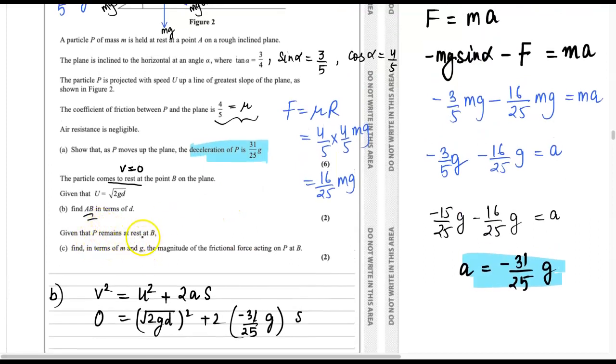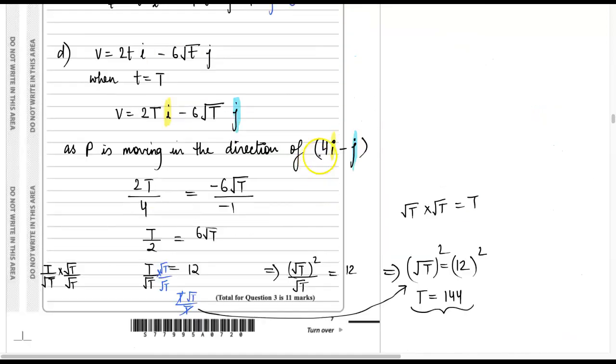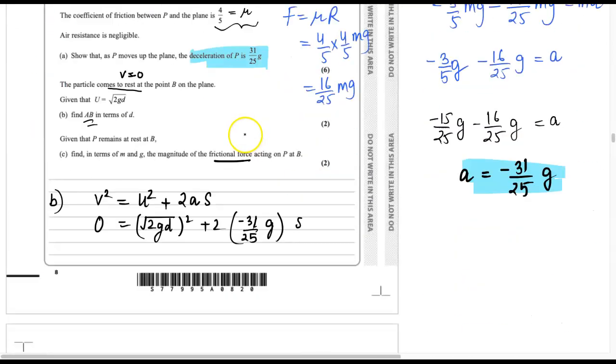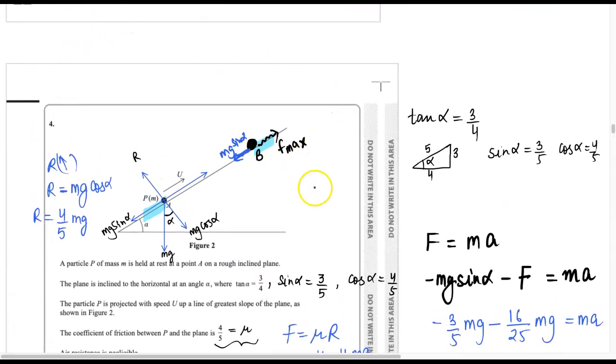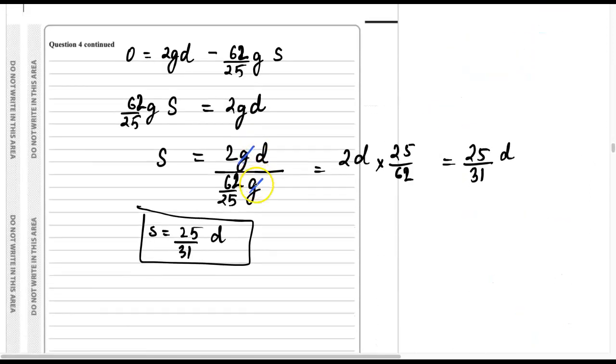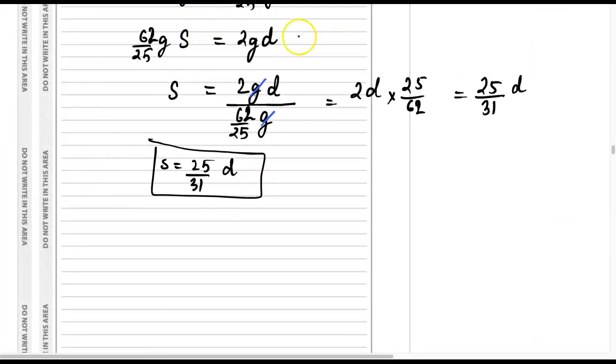Given that P remains at rest, P is staying over there at rest. Okay, nice. So if P is staying over there, find in terms of m and g the magnitude of the frictional force. So P is staying where P has gone. Here, P is staying at rest. That means the frictional force is going to be held by mg sin alpha. So P is at rest.